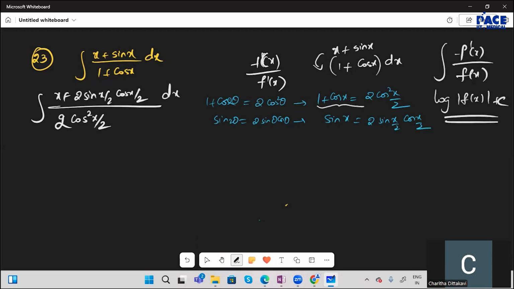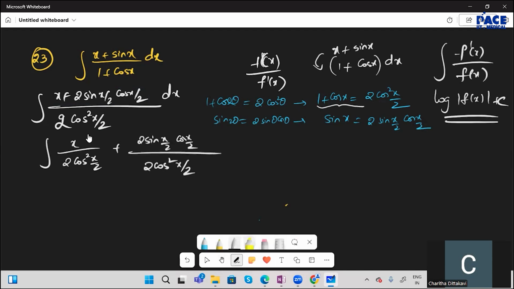Now let us split the numerator, x by the whole denominator plus 2 sine x by 2 cos x by 2 by the whole denominator. So x by 2 cos square x by 2 plus 2 sine x by 2 cos x by 2 upon 2 cos square x by 2. So terms are getting cancelled here. So 1 cos x by 2 gets cancelled.